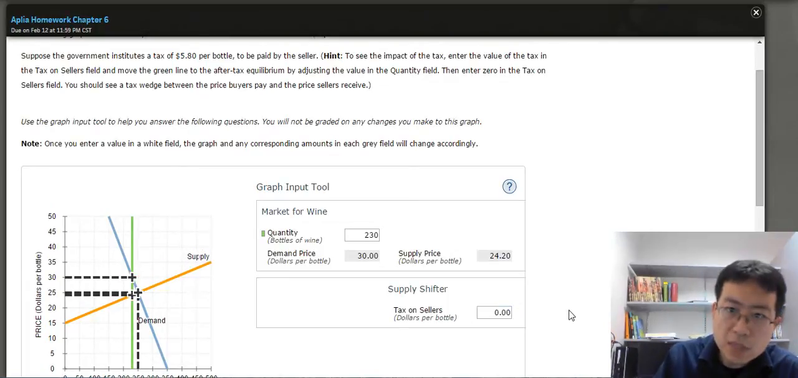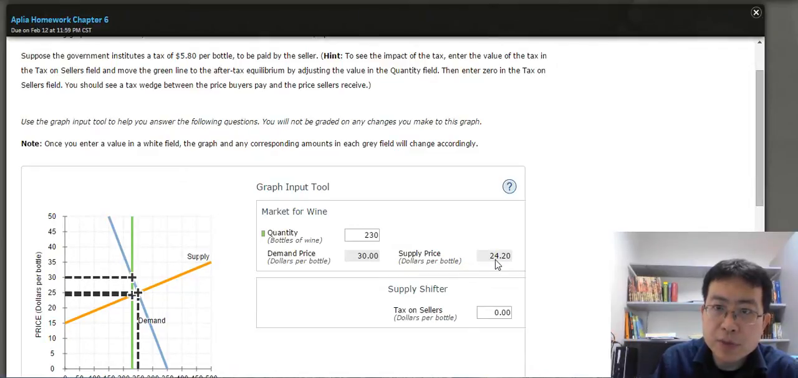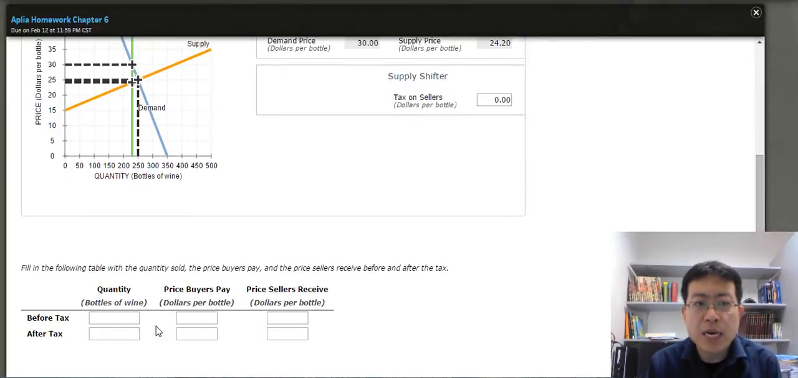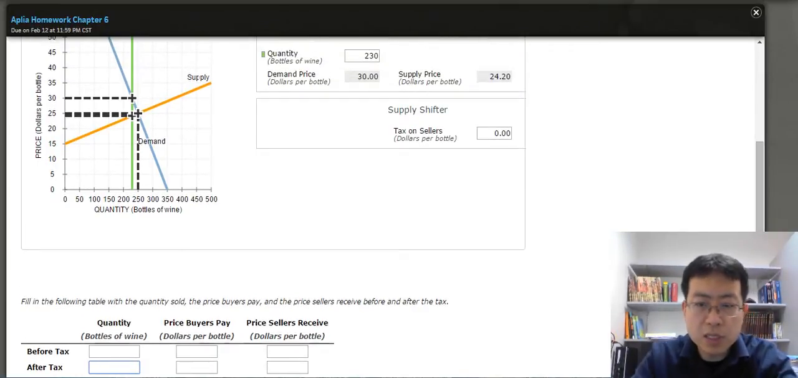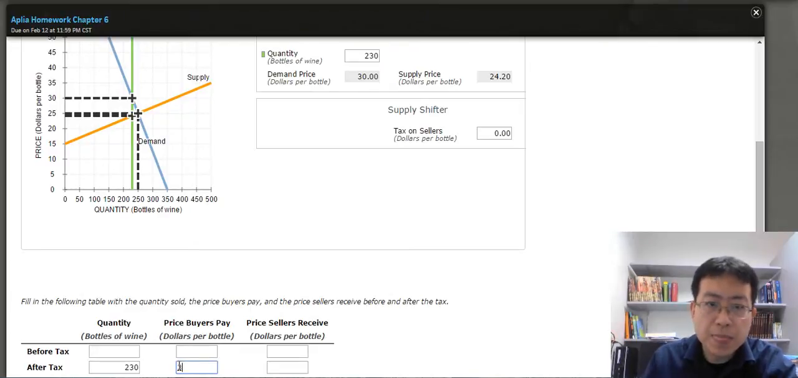Alright, so here we go. So now when the price is changed to zero, at quantity of 230, the price the buyer pays will be $30, and the price the seller receive will be $24.20. So let's put the information over here. So after tax, the total quantity of bottle, that will be 230 bottles. The price buyer pays is $30, and then the price seller receive will be $24.20.